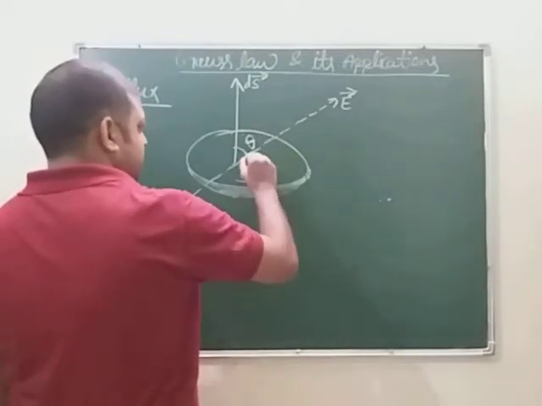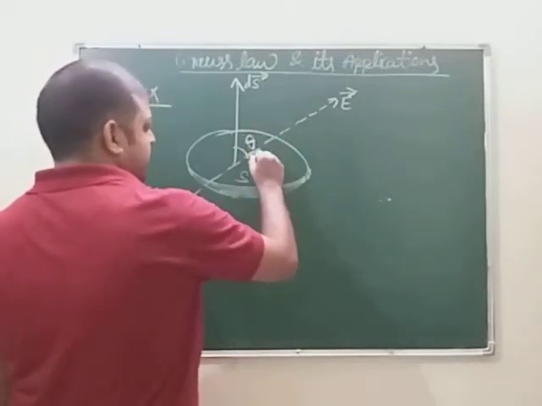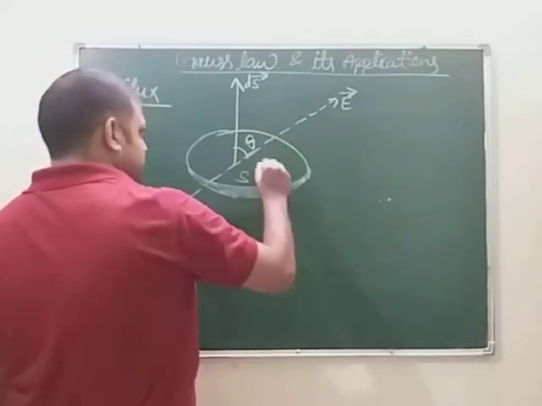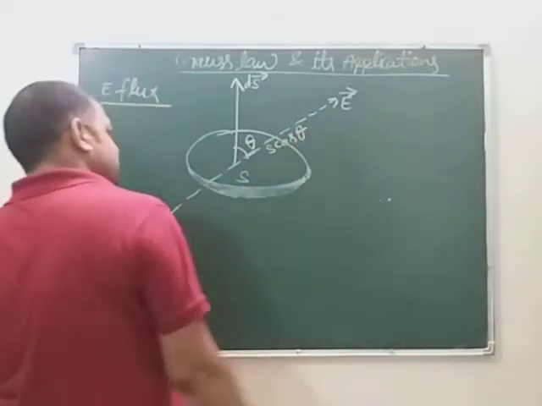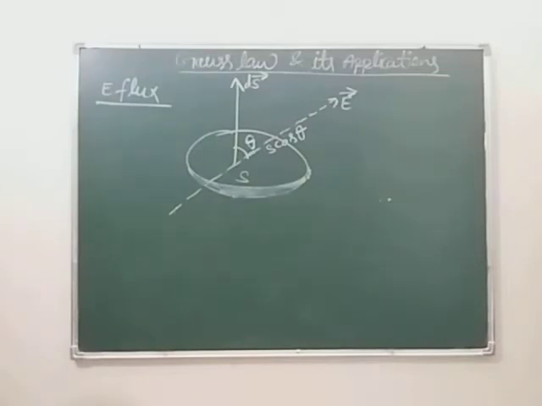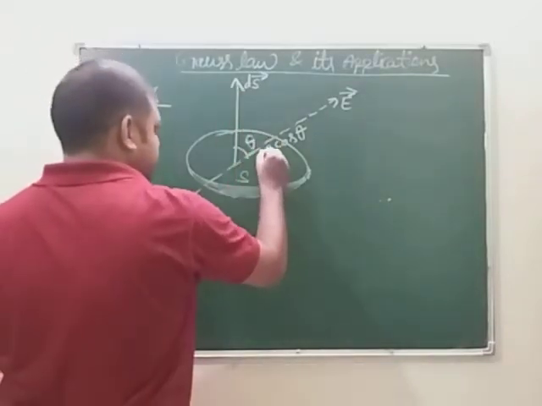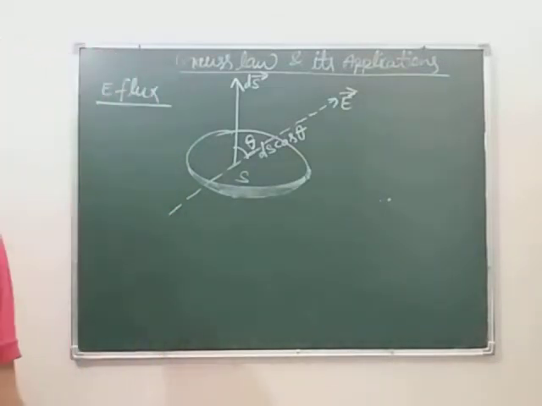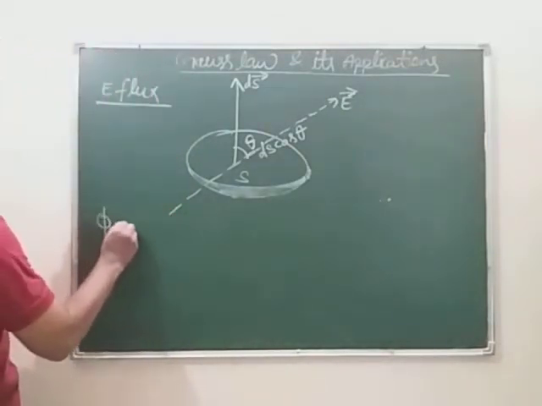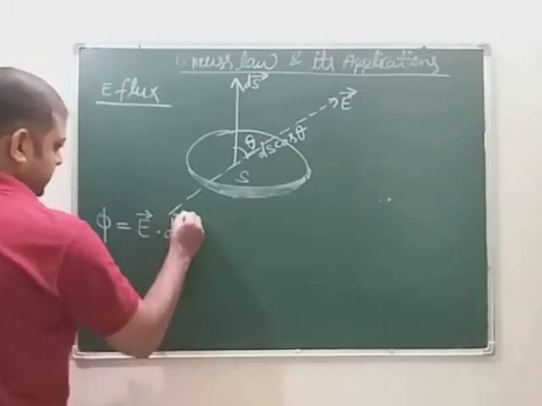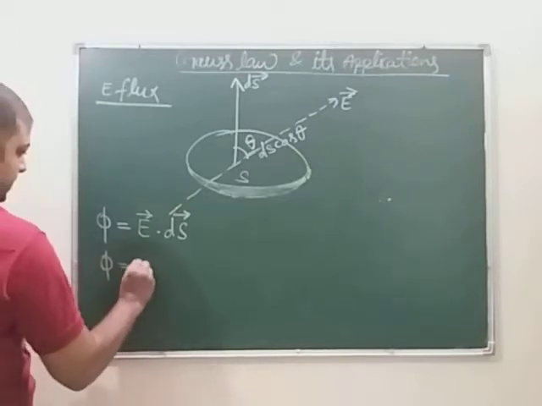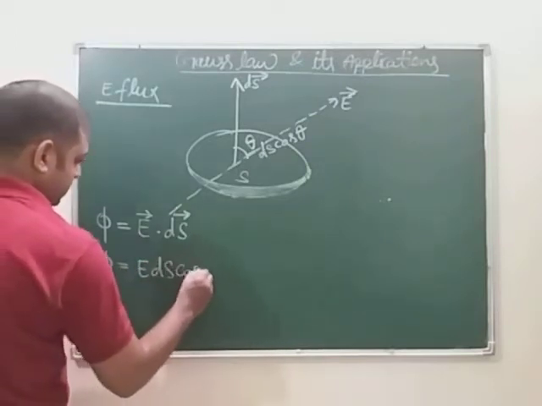So we know that the arm associated with the angle theta is always the component of the base, which is cos theta. So you can write here S cos theta. So now we can make the formula. The component of dS is dS cos theta. So the formula of flux will be phi is equal to E dot dS. We can solve it: phi is equal to E dS cos theta.